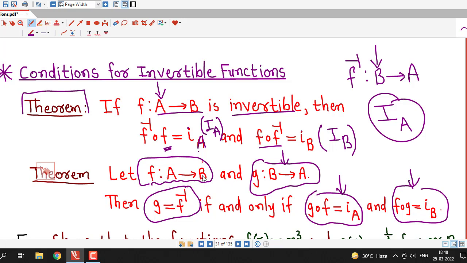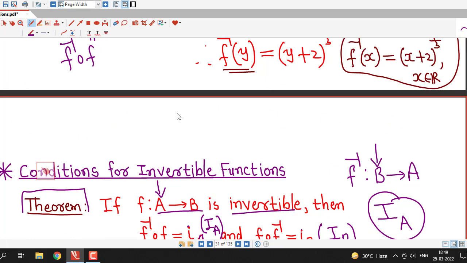Here f is a function from A to B, g is another function from B to A, then g is inverse of f if and only if g composite f equal to identity function on set A, which is domain of f, and f composite g equal to identity function on set B, which is the domain of g. So remember these conditions for invertible functions. They can give you two functions and they can ask you to check whether given functions are inverses of each other or not.